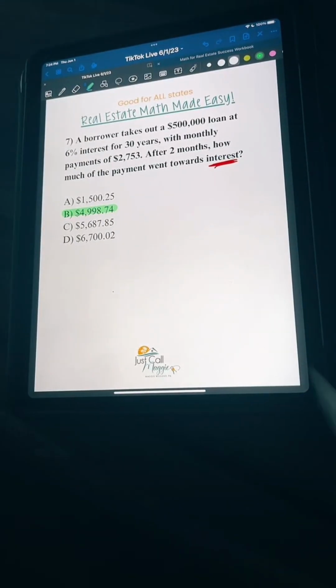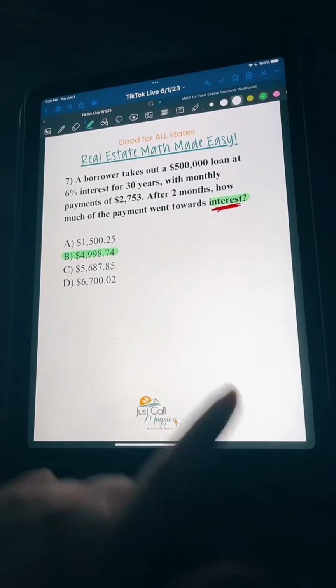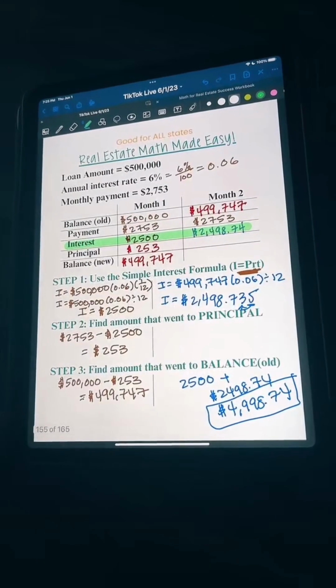So remember to read the question, because this is just how much went towards interest. All right, so that's how you work these problems. This is how you do amortization.